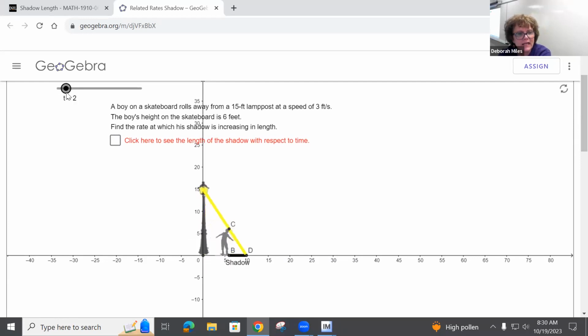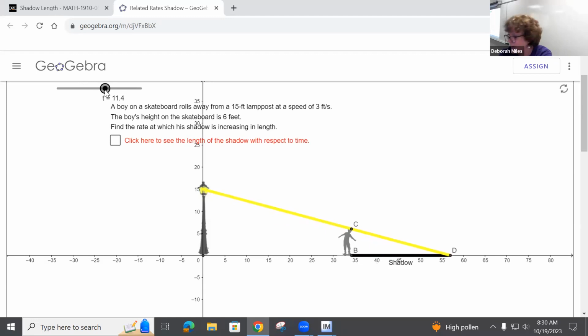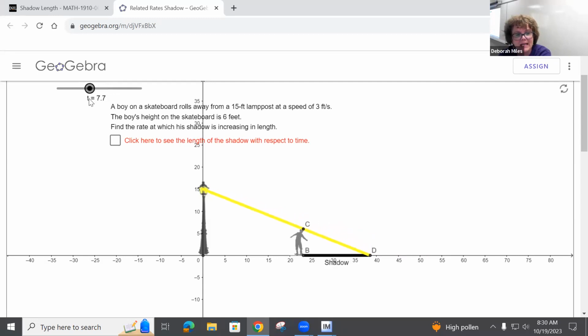Now, notice as this guy is going away from the light, and as Miss Abigail predicted, if he were going away from the light, his shadow would be getting bigger. Yes, longer. As he's skating back toward the light, his shadow is getting shorter. So now I better understand what's going on with the picture. Okay. Let's go back to our problem.